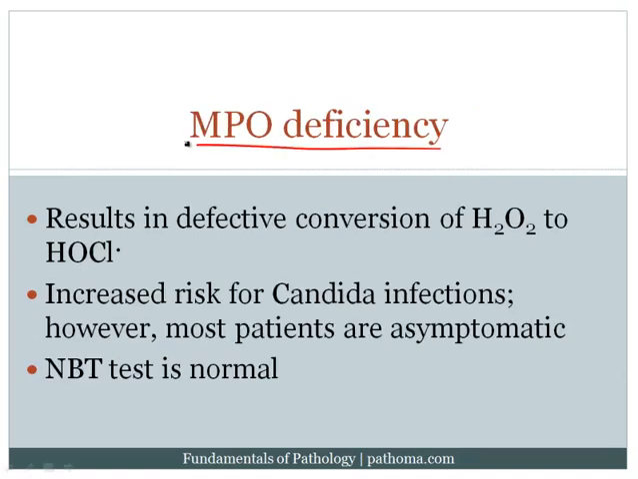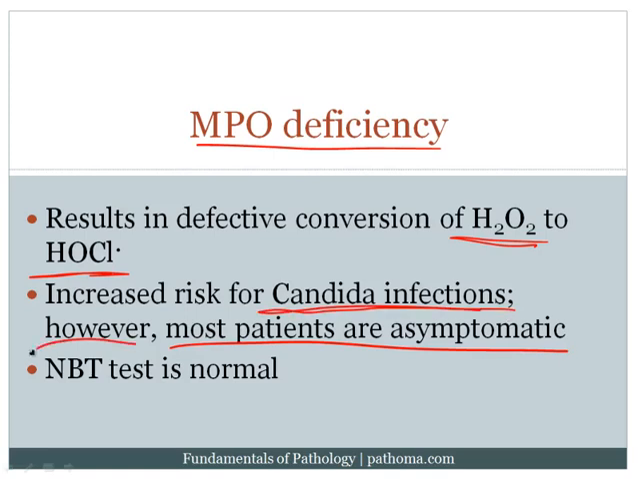Okay, so with that, let's actually talk briefly about the next slide, which is the MPO deficiency. So MPO deficiency results in what? It's a defective conversion of H2O2 to HOCl. I've already explained that to you. And most patients are asymptomatic. However, if there ever is a problem, the problem is usually an increased risk for Candida infections. And high yield, the NBT test is normal. So it is important to be familiar with myeloperoxidase deficiency.